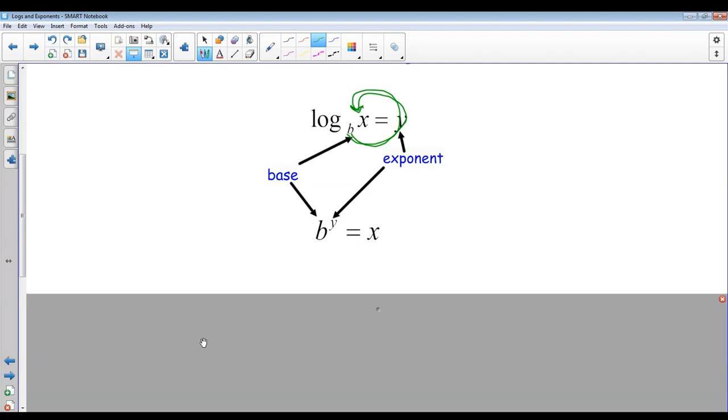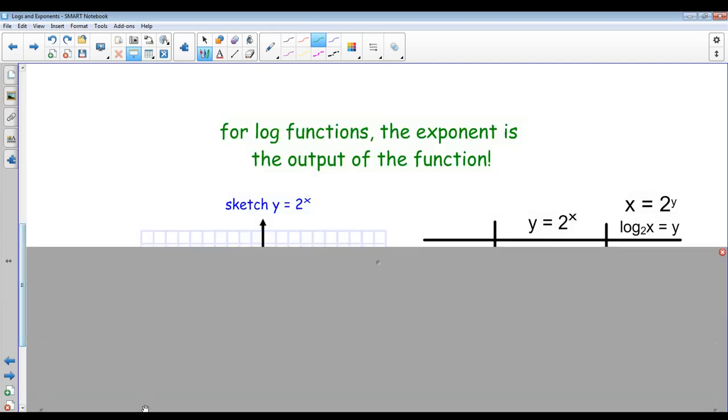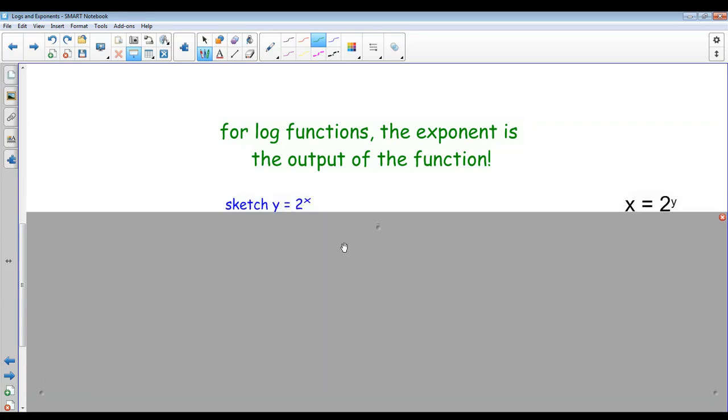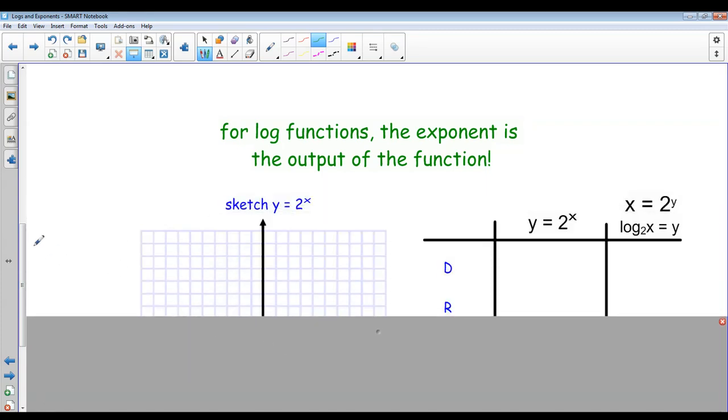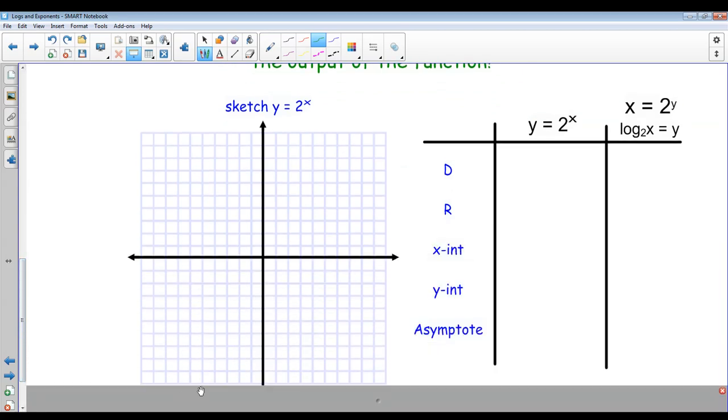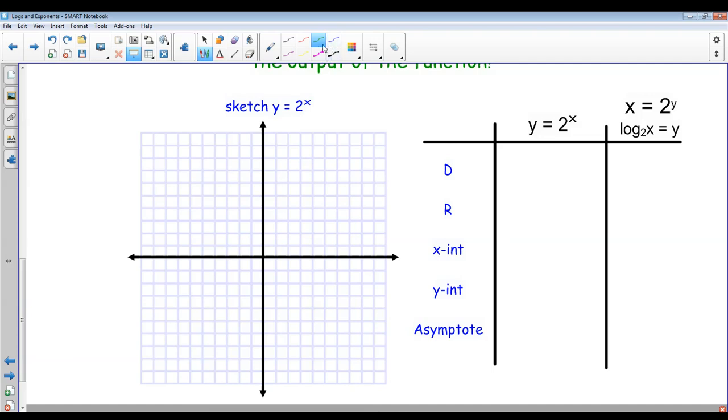Okay, so let's graph. That's what I mentioned a second ago for log functions: the exponent is the output of the function. So let's fill in for a second. I'll graph as you guys graph. This is what we spent a lot of time on last time. Let's sketch the graph of y equals 2 to the x. Actually, I'm going to pause while you do this, and then I want you to fill in this part of our table right here: the domain, range, x-intercepts, y-intercept, and where the asymptote is. I'm going to pause while you do that, and when you unpause, it will be done for you. So pause now.